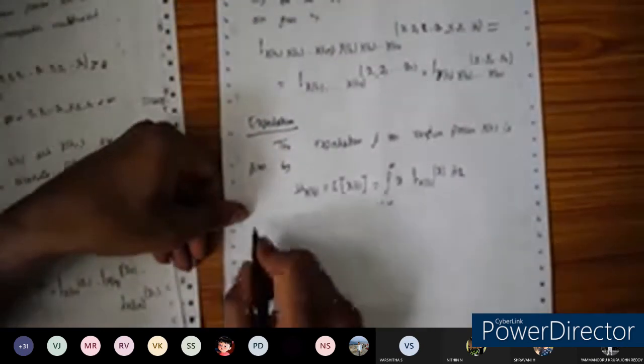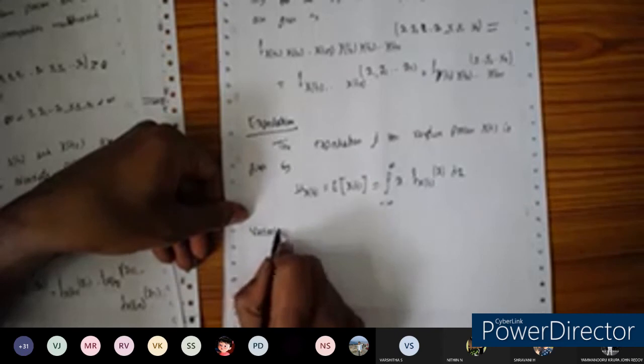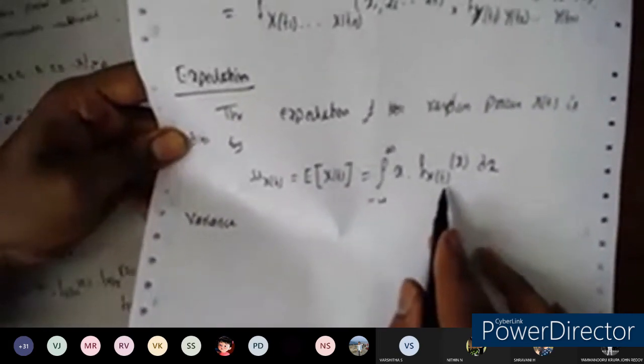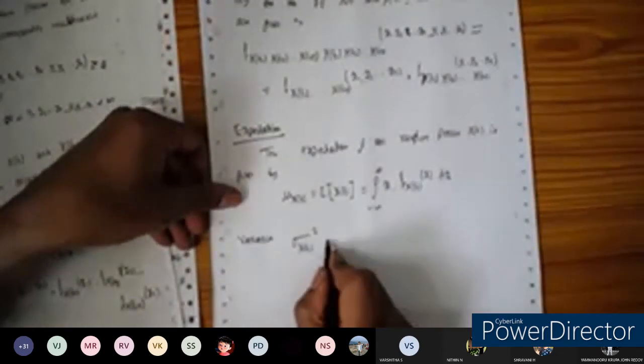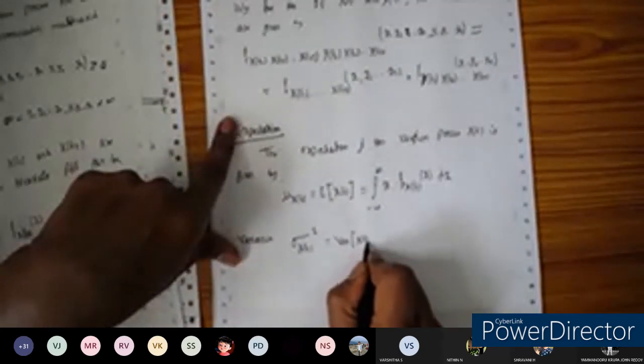Similarly, we can define the variance also. Whatever we have seen in module 1, I am just defining in terms of x of t. I am rewriting the formula, just introducing the term t, nothing else. So the variance is sigma square x of t. We can call it the variance of x of t.